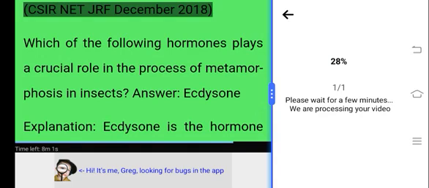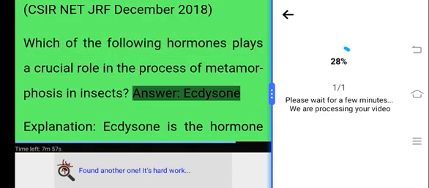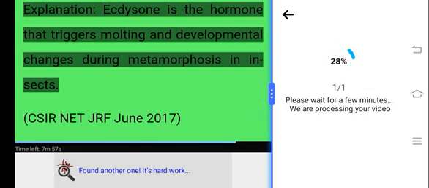CSIR NET JRF December 2018. Which of the following hormones plays a crucial role in the process of metamorphosis in insects? Answer: ecdysone. Explanation: ecdysone is the hormone that triggers molting and developmental changes during metamorphosis in insects.